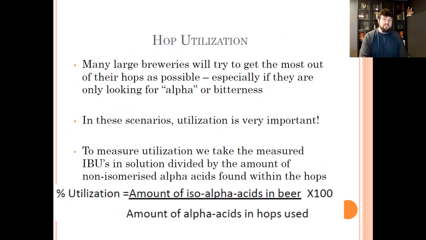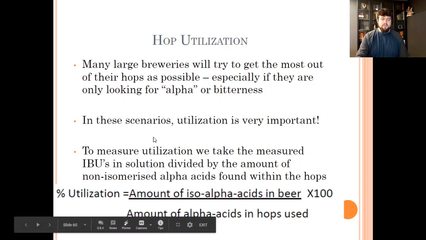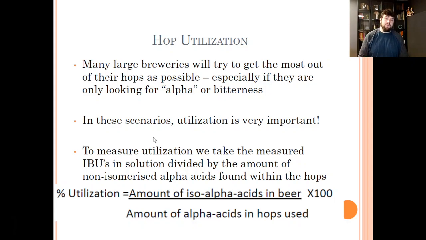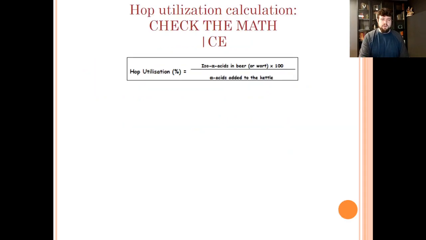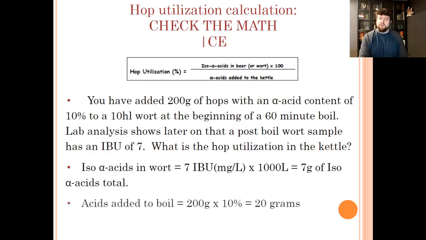Now, if you do want to determine isomerization rate, you can. First off, you need to have the data, usually from an HPLC. So it's not exactly typical or standard, but you can do it quite easily. All you have to figure out is the amount of iso-alpha acids in the beer divided by the amount of alpha acids present in the hops. Divide those two together, times by 100, you can figure it out. And there's a little run through of a question here you can help figure that out with, but we're not going to spend any time on it today.